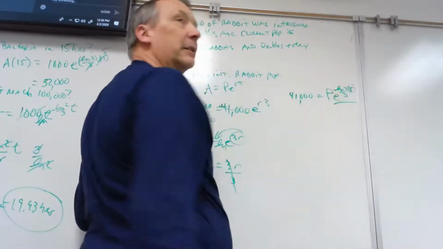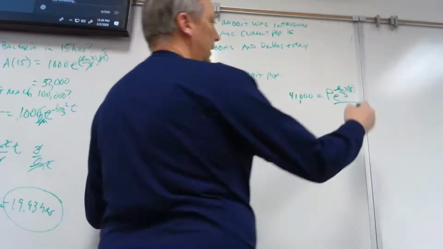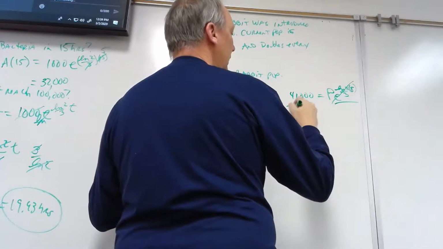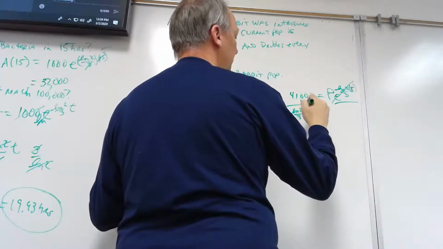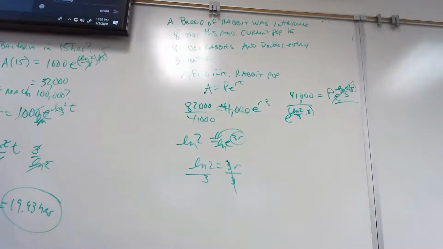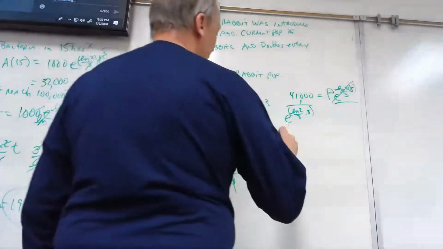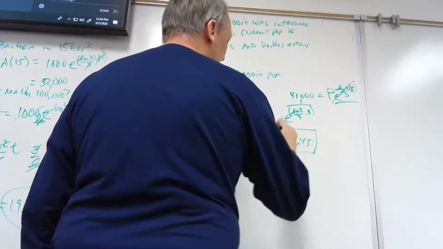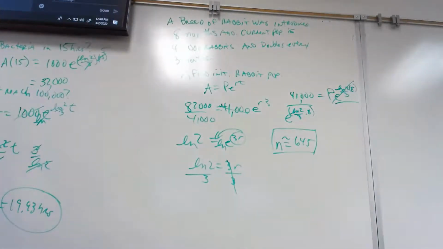Okay, so now how do we solve for P? Just divide by that, right? So it's 41,000 divided by e to the ln of 2 over 3 times 8. What does that come up with? Hopefully a number less than 41,000. Hopefully, if we did it right, we should get P equals about 645. Is that what you guys get?